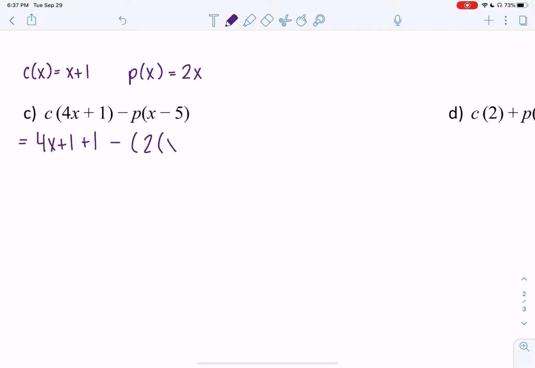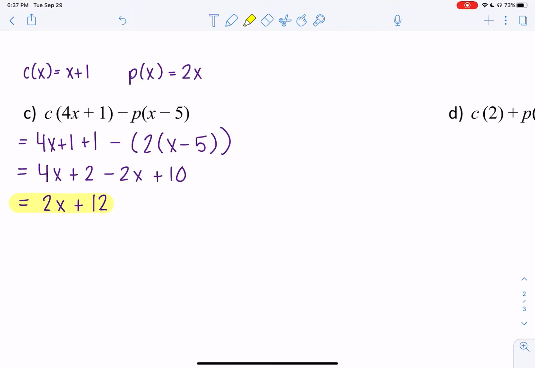minus 2 times x minus 5. And now we can simplify for x plus 2 minus 2x plus 10, and then that will give us 2x plus 12 as our final answer.